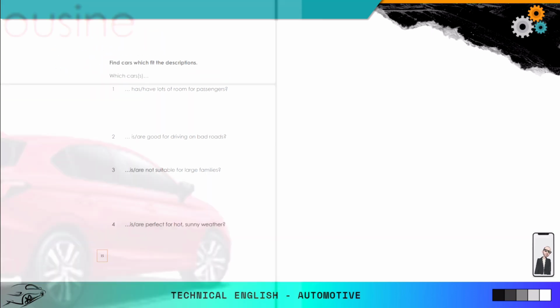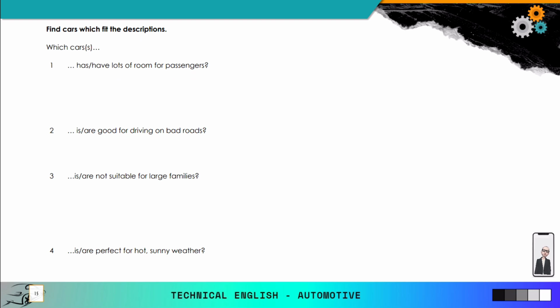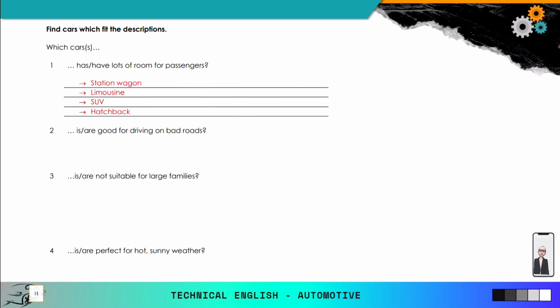Now, using these different types of cars, let's just answer these questions. Which of the cars have lots of room for passengers? Okay, so again, if you want, you can go back and forth between the pages and answer these questions. If you've done it in the workbook, then you can now check your answer. So lots of room for passengers. That could be station wagon, limousine, SUV, or hatchback.